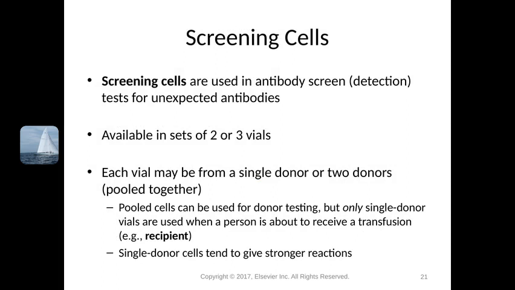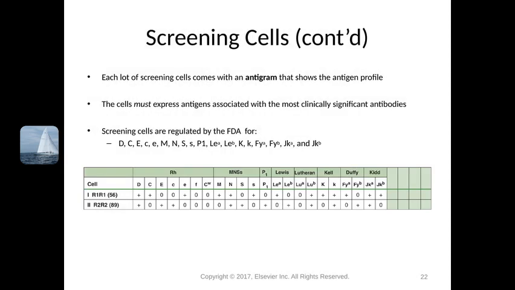Our screen cells, we use these in antibody screen or antibody detection. And we're looking for unexpected antibodies. So typically there are 2 or 3 vials within each set. And they can either have a single donor or 2 donors that are pooled together. So typically speaking, we're not using pooled testing. We only use those for donor testing. We're not going to use those for a patient who's just about to get a transfusion because the single cell donors tend to give a stronger reaction.